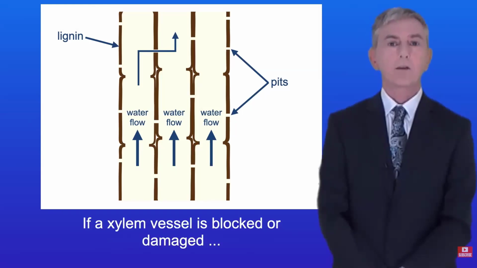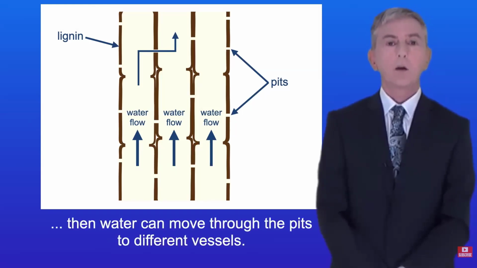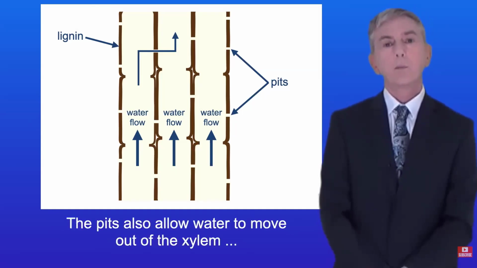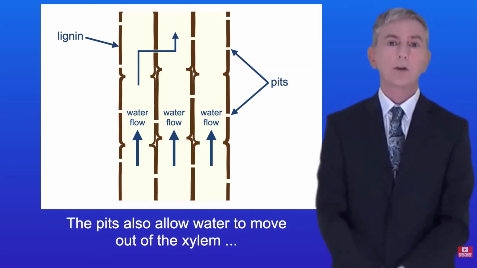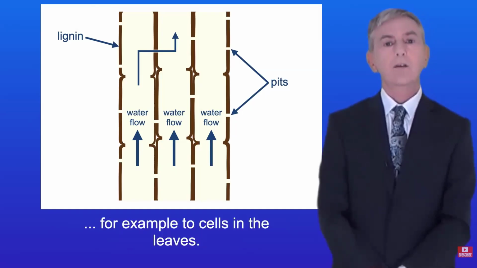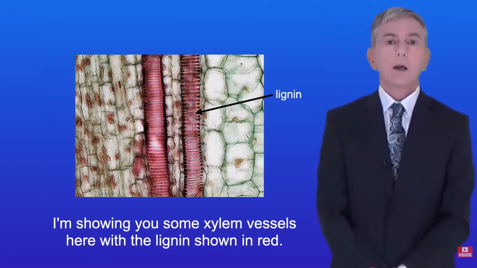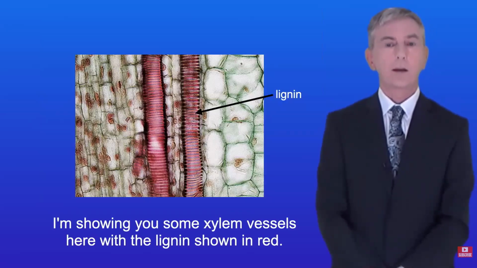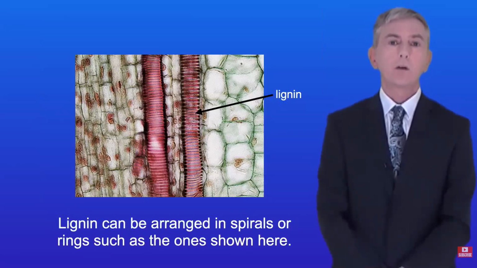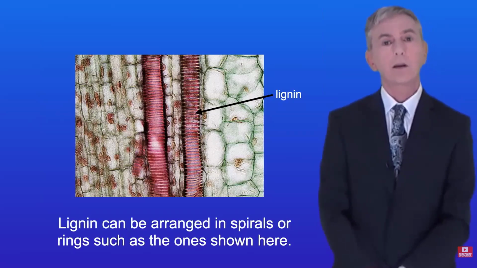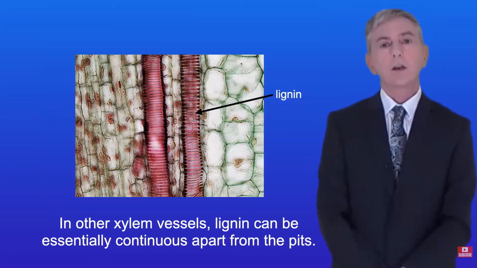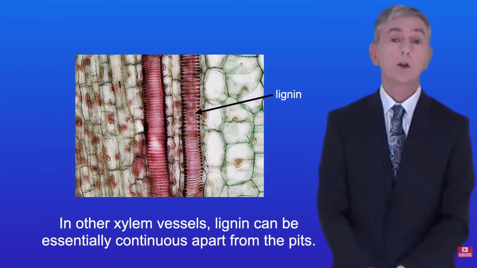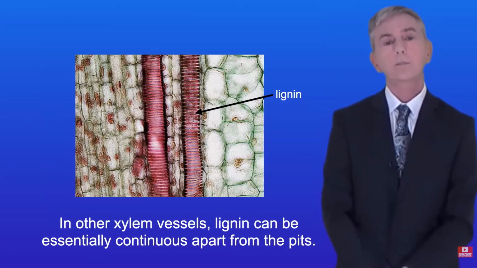Now, if a xylem vessel is blocked or damaged, then water can move through the pit to different vessels. The pits also allow water to move out of the xylem, for example to cells in the leaves. Okay, I'm showing you some xylem vessels here with the lignin shown in red. Lignin can be arranged in spirals or rings, such as the ones shown here. In other xylem vessels, lignin can be essentially continuous, apart from the pits.